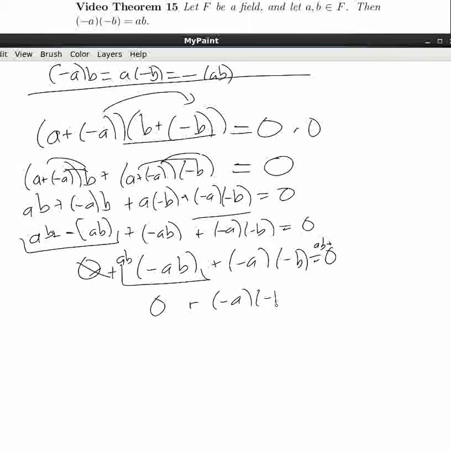Negative A, negative B is equal to AB plus 0. That's just AB. So I get negative A, negative B is equal to AB, in fact. So we are done.